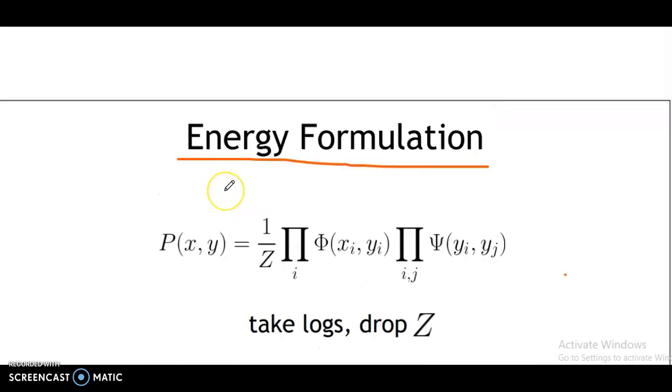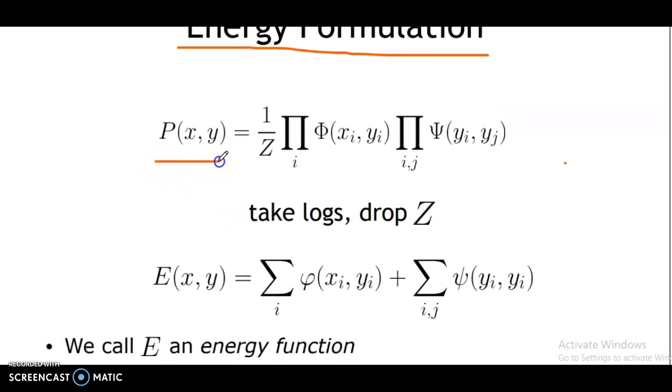Energy formulation. P of x, y equal to 1 by Z, product over i of pi of xi, yi, and product over i, j of psi of yi, yj. Take logs, which drops Z.